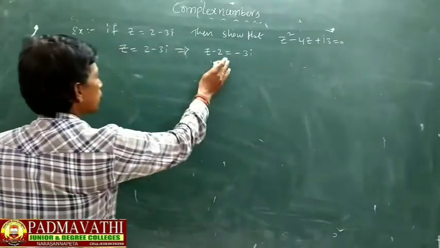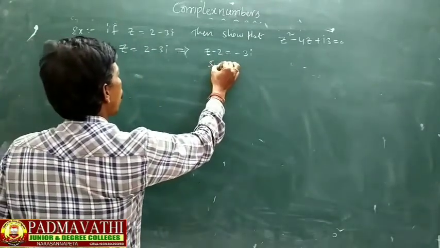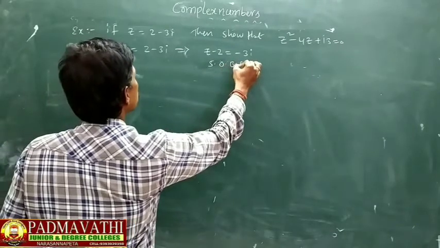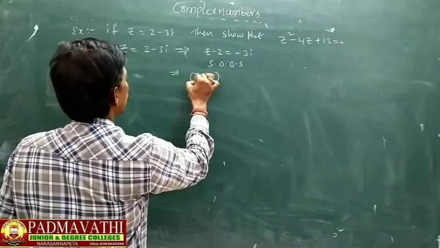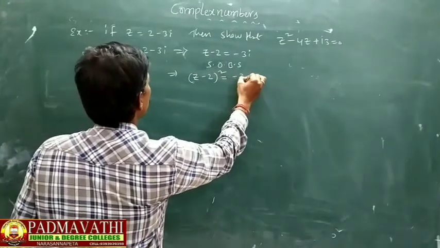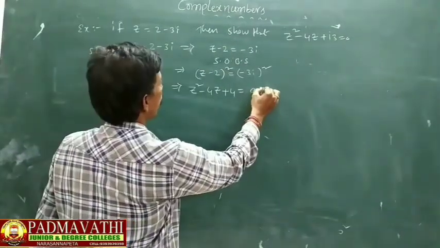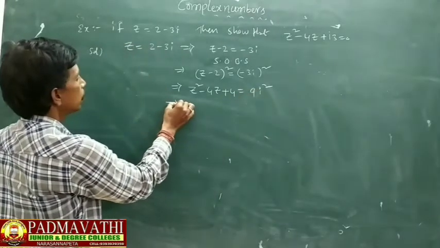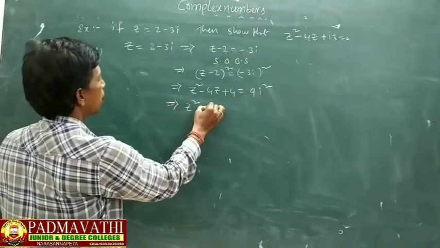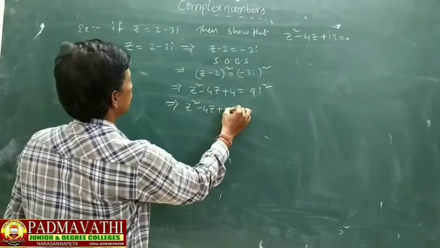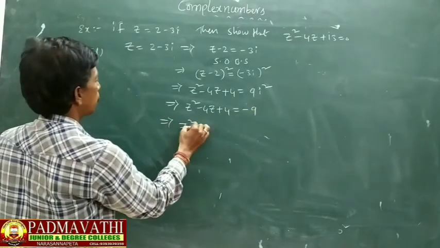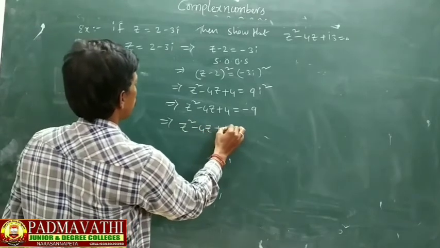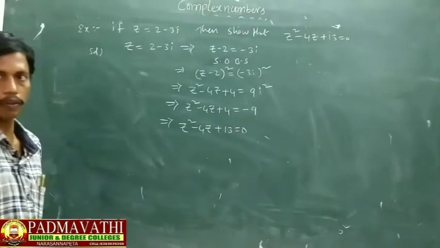Now squaring on both sides implies z minus 2 whole square equals minus 3i whole square, 9i square. z square minus 4z plus 4 equals minus 9. That implies z square minus 4z plus 13 equals 0. That is the required answer.